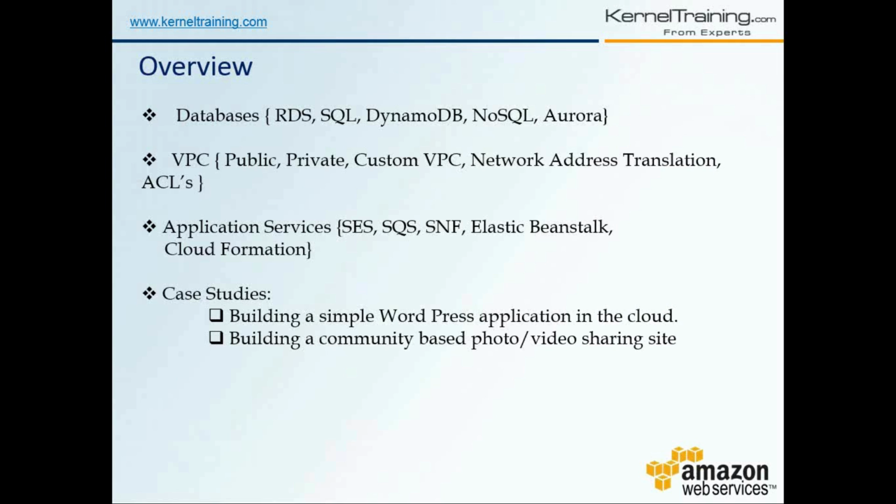We'll discuss ACL, that is the access control list, and come into the various application services provided by Amazon. We will discuss SES, that is the simple email service. We'll discuss SQS, simple queue service, and SNS, that is the simple notification service. And we'll also deal with Elastic Beanstalk and CloudFormation.